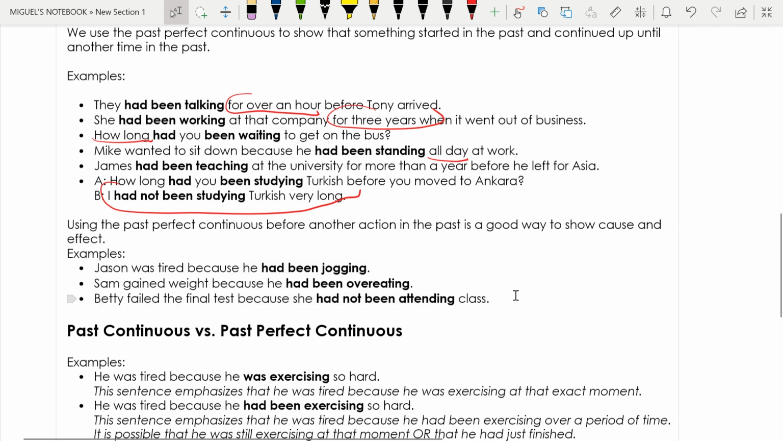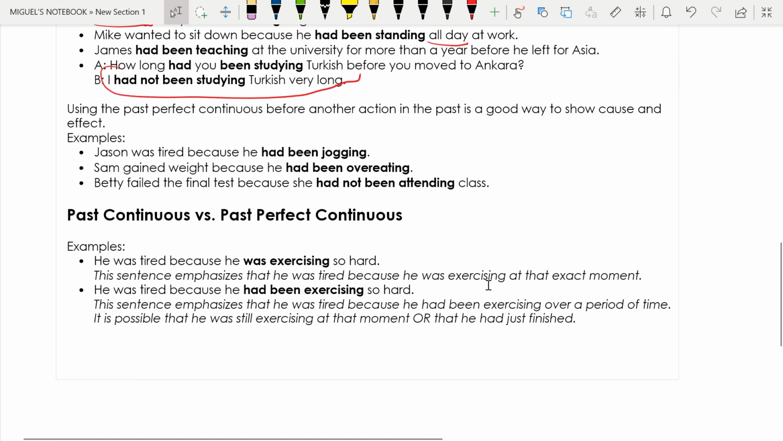Okay, so these are the causes or the reasons for those events which are in the simple past tense. Now, past perfect continuous versus past perfect simple.